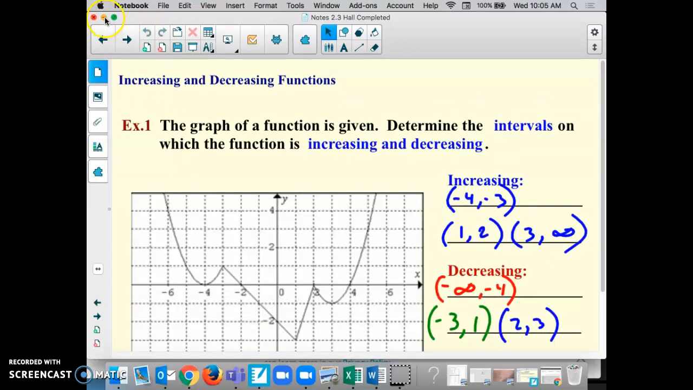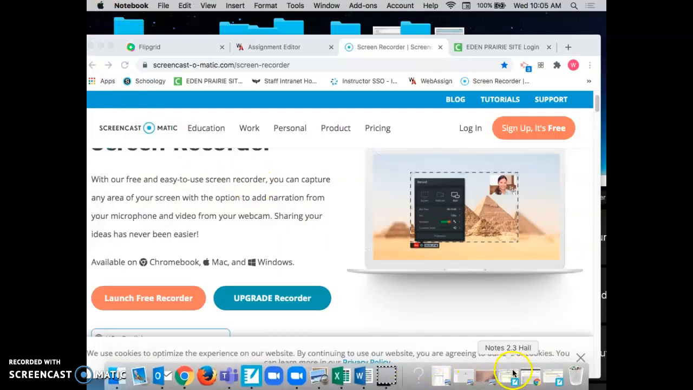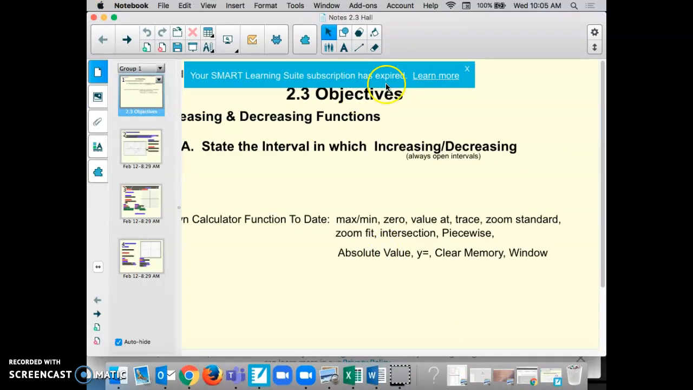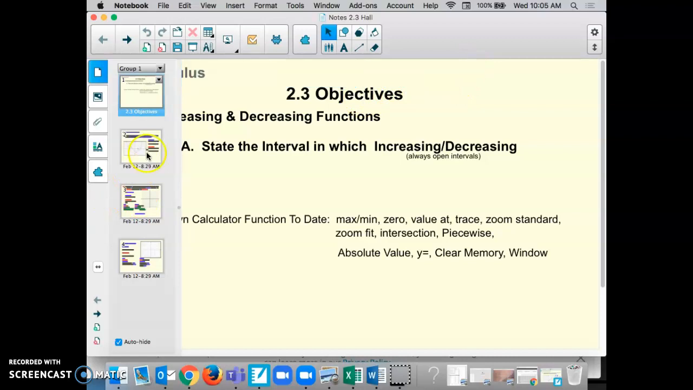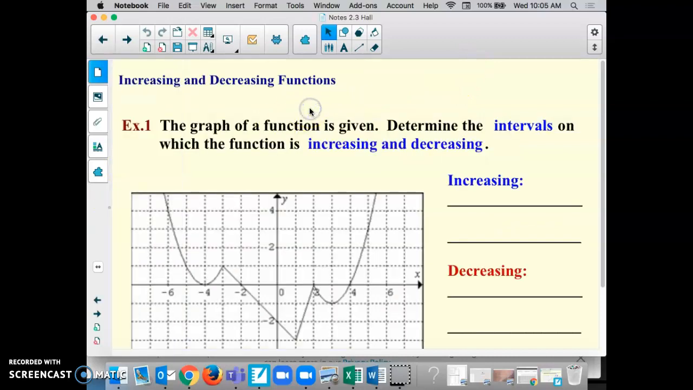Okay, so for the first one, this is the completed one. I want to show you the actual one, not the one that's not completed. For the first one, I'm given this graph, and it says it's the graph of a function. Determine the intervals on which the function is increasing and decreasing. So as we look at graphs, left to right.